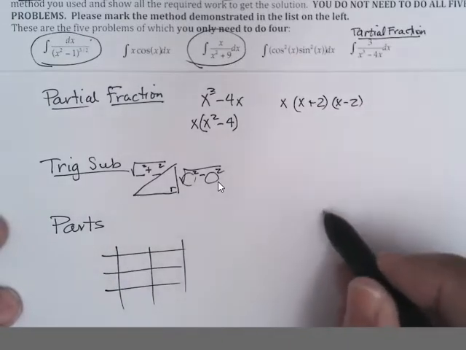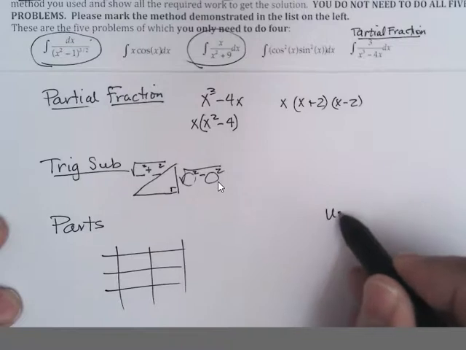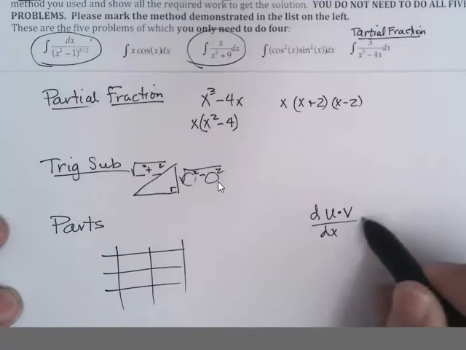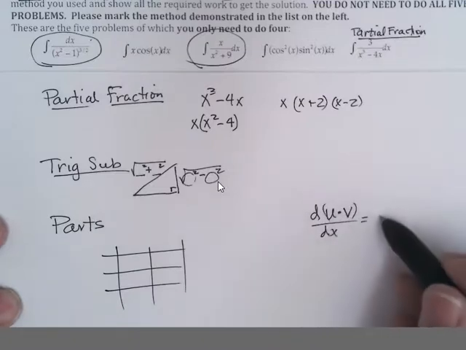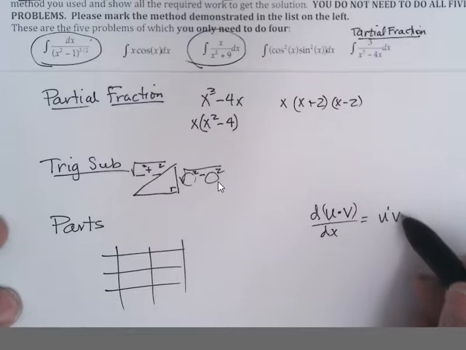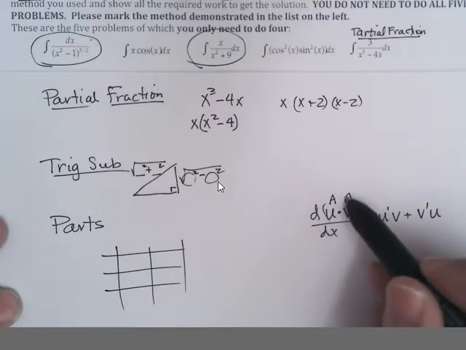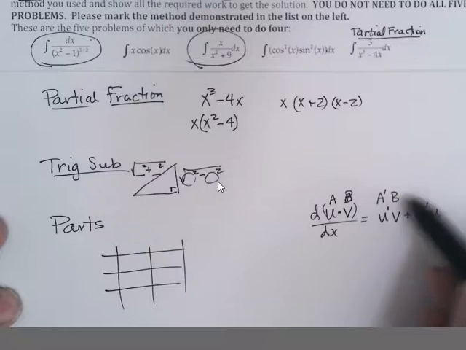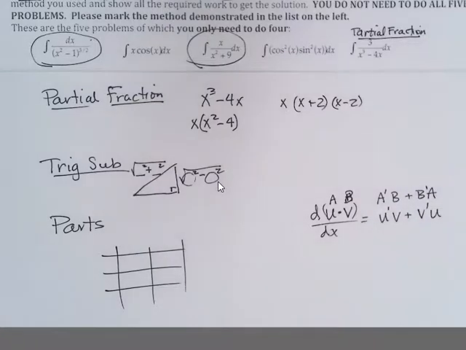When we're trying to take the derivative of two things multiplied, like u and v, we have to do the product rule. We do the derivative of u times v plus the derivative of v times u. Or if you will, if we had a and b, it's a prime b plus b prime a, or that ABBA thing that we talked about in Calc 1, if you were in one of my classes.